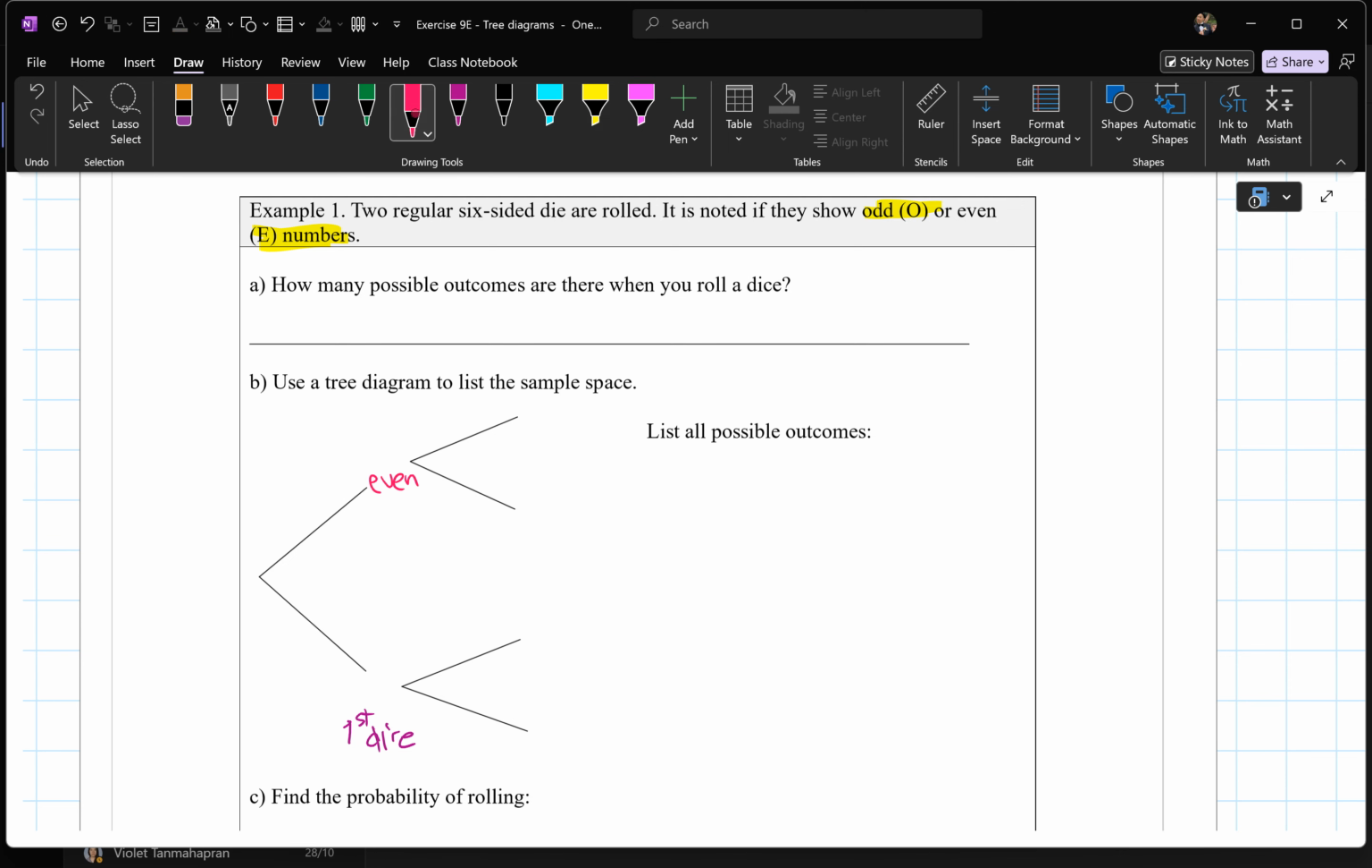What's the even numbers? 2, 4, and 6. So those are your options when you roll a dice. To get an even, it's 2, 4, or 6. What about getting an odd? What are my numbers? 1, 3, and 5. Very good. So we've got 1, 3, and 5. Now, on my first dice, I could get 2, 4, or 6, which is an even, or I could have got a 1, 3, or 5, which is an odd.